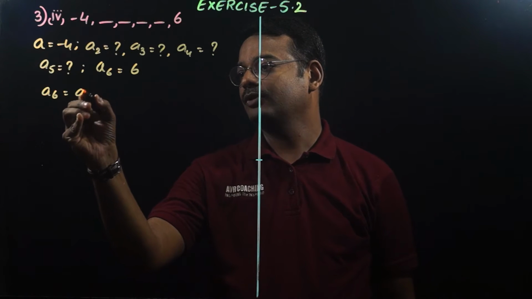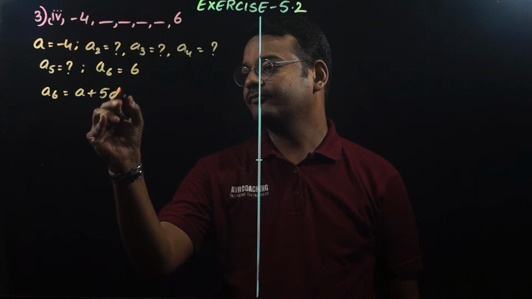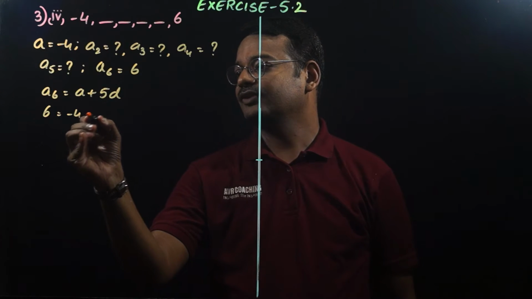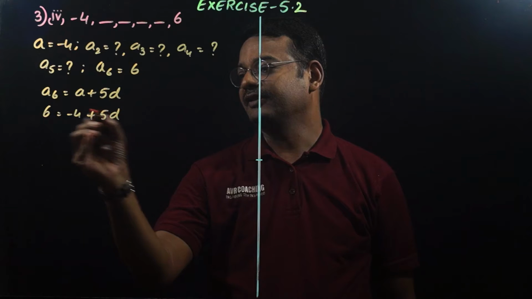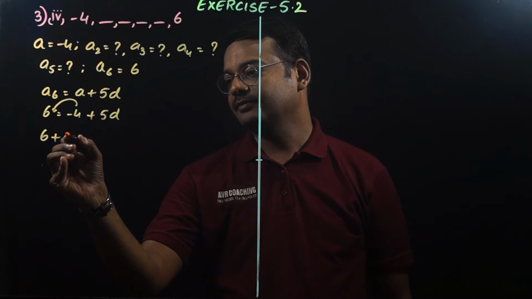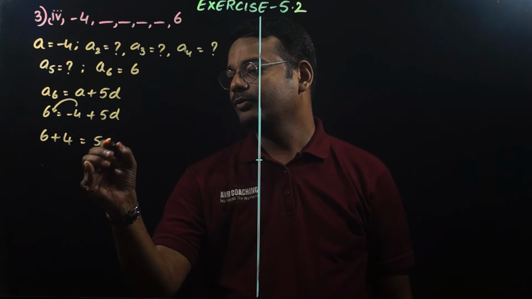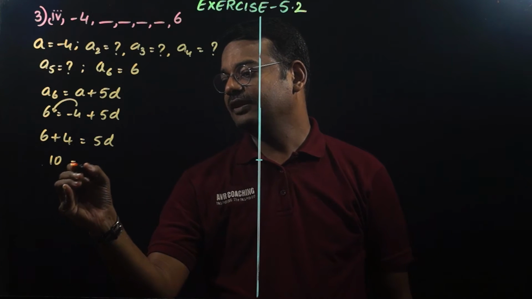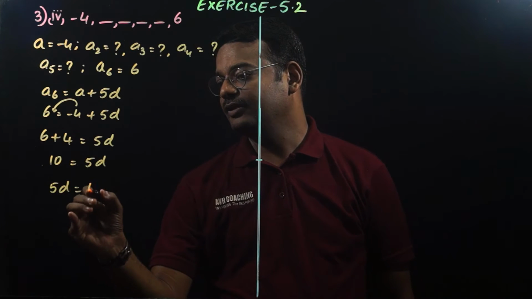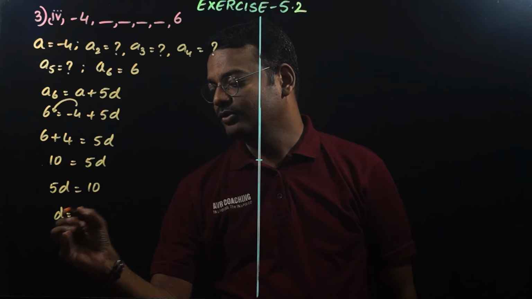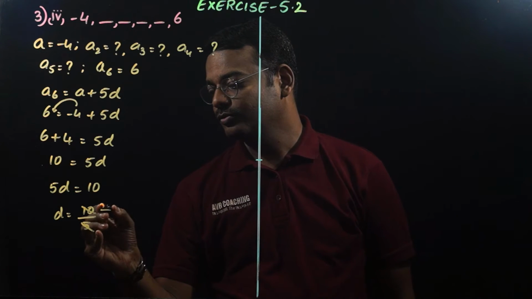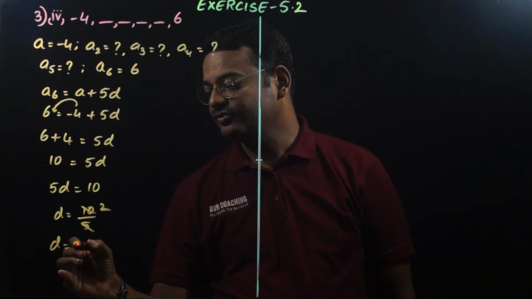So A6 is equal to A plus 5D. So A6 value is 6, A value we have minus 4, plus 5D. Now if 4 comes here, this will be 6 plus 4 is equal to 5D. Now this is 10 equal to 5D, or we can write this as 5D equal to 10, which gives D equal to 10 by 5. So D value is 2.